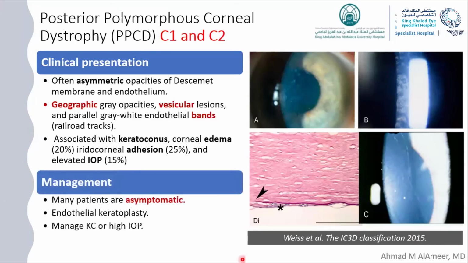In light microscopy, you can see the endothelium is replaced with flat epithelial-like cells. Many patients are asymptomatic. However, if corneal edema develops, endothelial keratoplasty is indicated. If the patient has keratoconus, you have to manage the keratoconus and manage the high intraocular pressure.